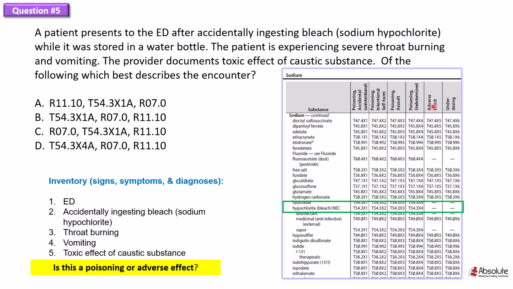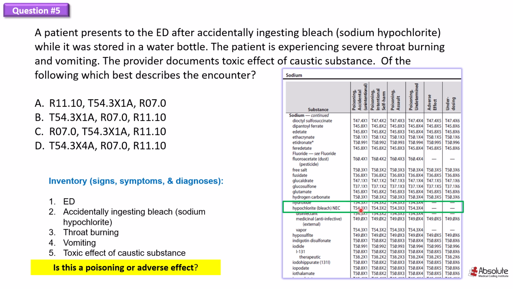And then adverse effect, we mentioned earlier what adverse effect is. That means that it was properly prescribed. No physician prescribed bleach. So we're not even going to consider it. And also, look, there's not even an option here.